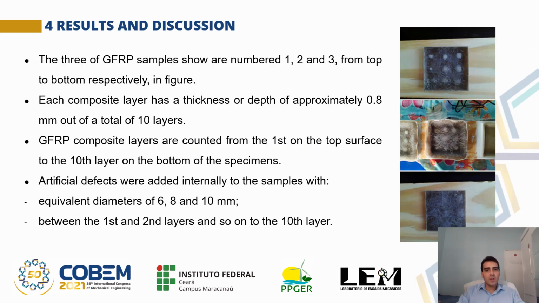Results and discussion. The three samples are shown in the figure. Each composite layer has a thickness of approximately 0.08 mm, out of a total of 10 layers. Artificial defects were added internally to the samples with equivalent diameters of 6, 8, and 10 mm, between the first and second layers, and so on up to the 10th layer.